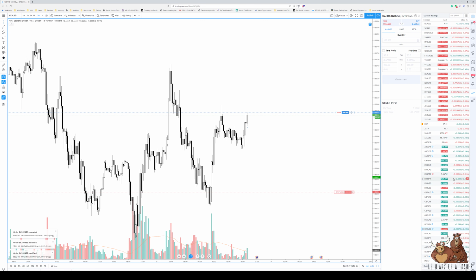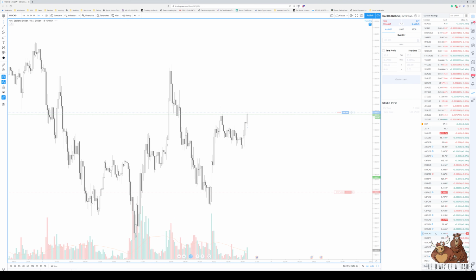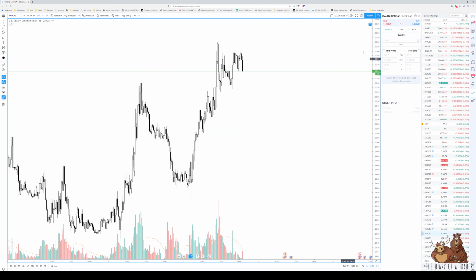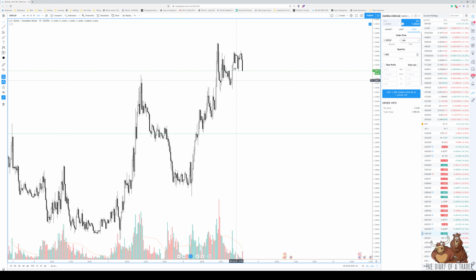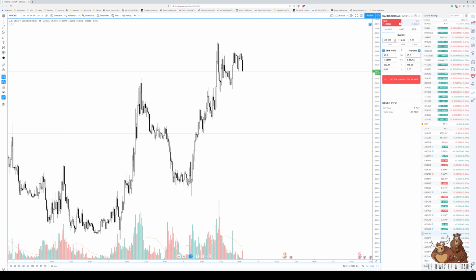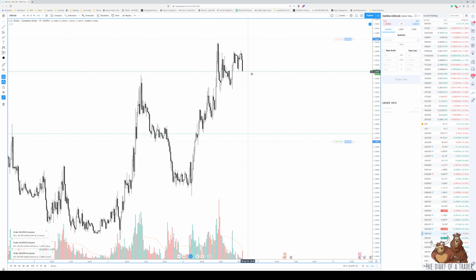On the short side of things, if we can find something here that we might want to look at for the short side of the market, we could look at maybe the US dollar, Canadian dollar. Here's a good one right here. So if I want to sell this, let's say I already knew that I wanted to short this. I could just do a market short. I'm going to take 30 pips of profit. I want my stop to be about 15 pips. Make sure that I'm on the sell side of it. And that'll take the sell.